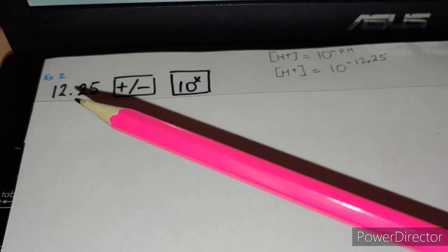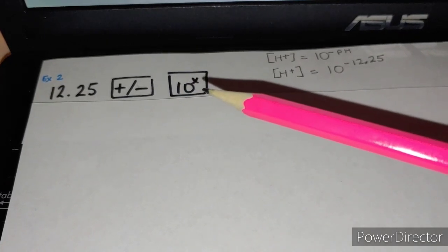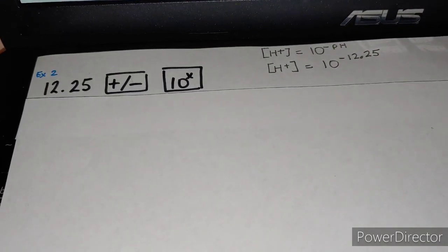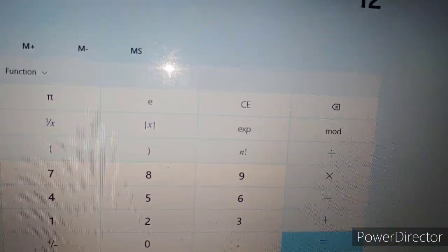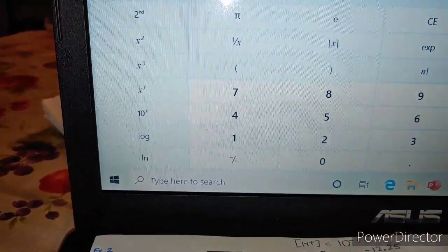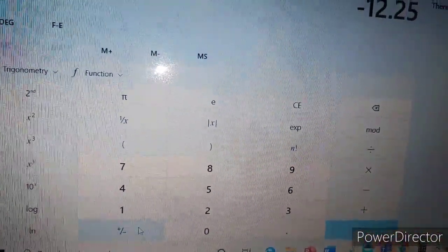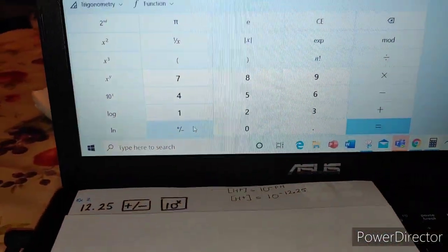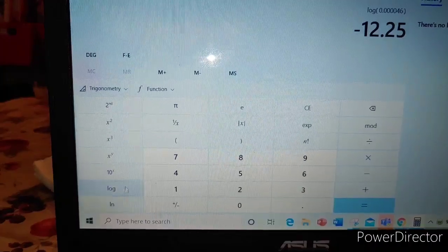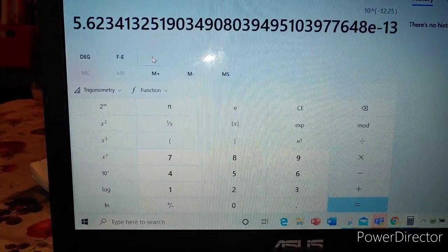So you're going to go ahead and type in 12.25 first, the plus or minus key, and then this key that looks like this, 10 to the x. All right, so we start by typing 12.25. Okay, after that, our plus or minus key. It gives us that negative symbol. And then after that, 10 to the x. So there's that key. Click on that. And that's our answer. Obviously, really long for us to write.